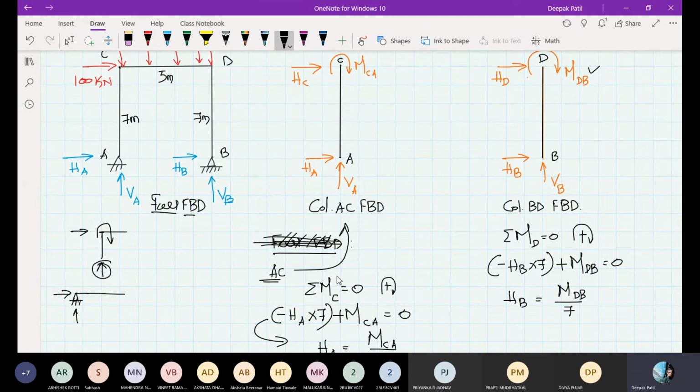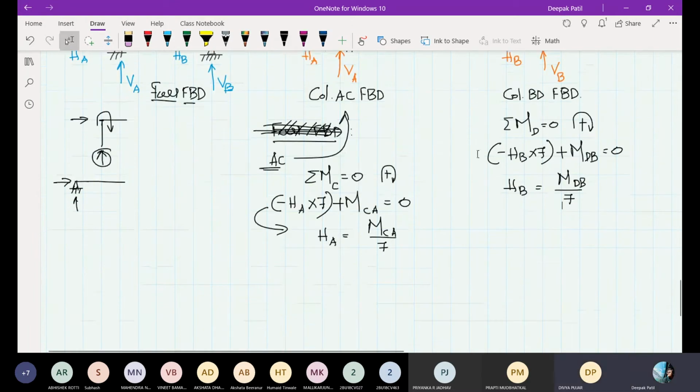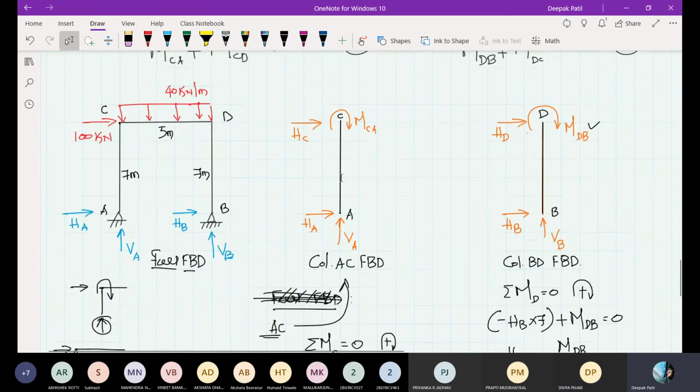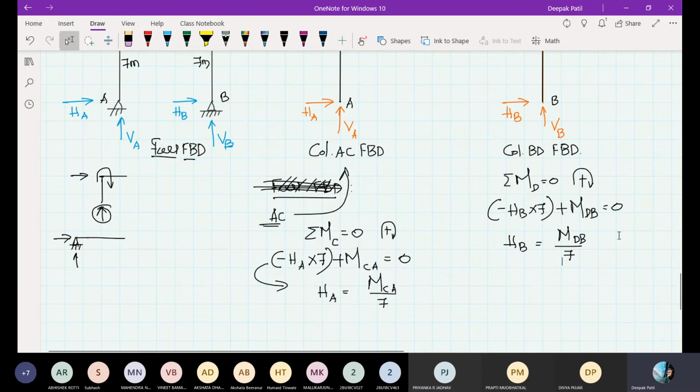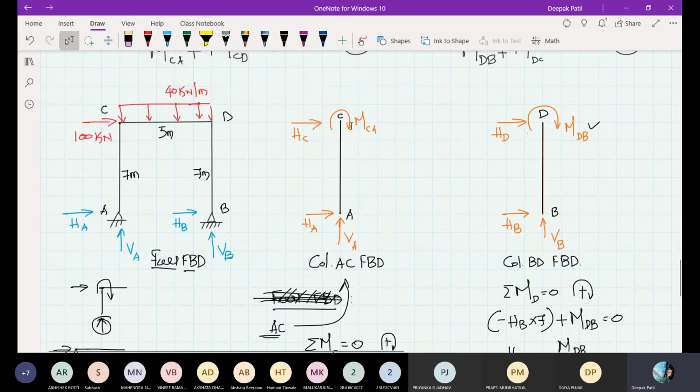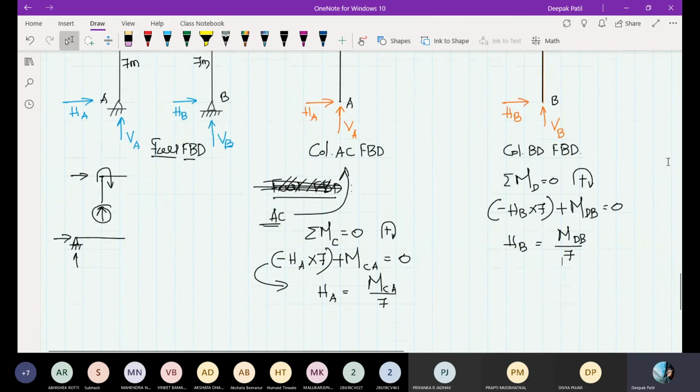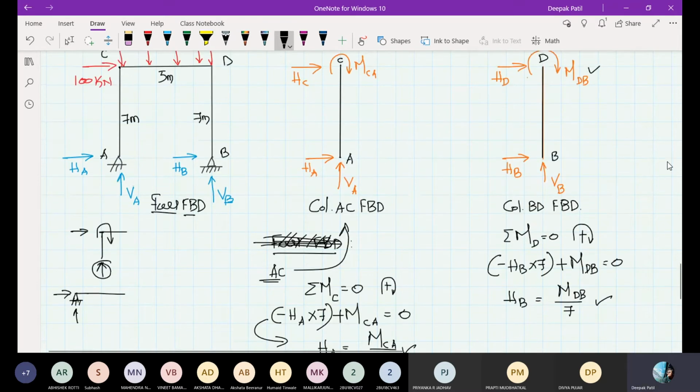So we have done this for column AC and column BD free body diagrams. Now from those, you know the values of HA and HB in terms of moments MCA and MDB. Correct or not? HA in terms of MCA you got, HB in terms of MDB you got. Correct.